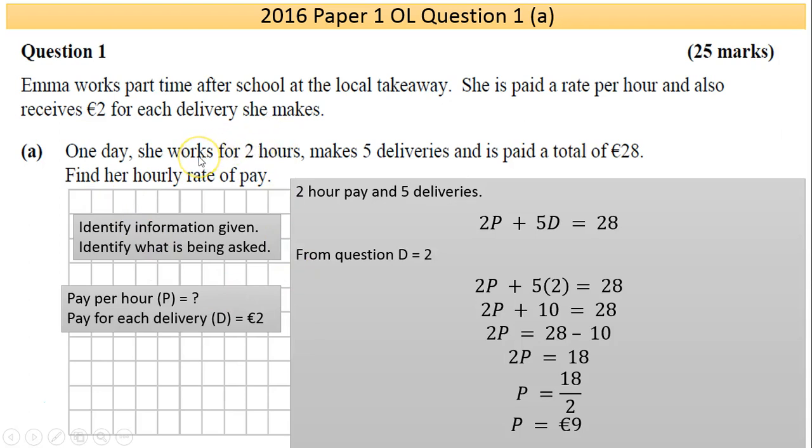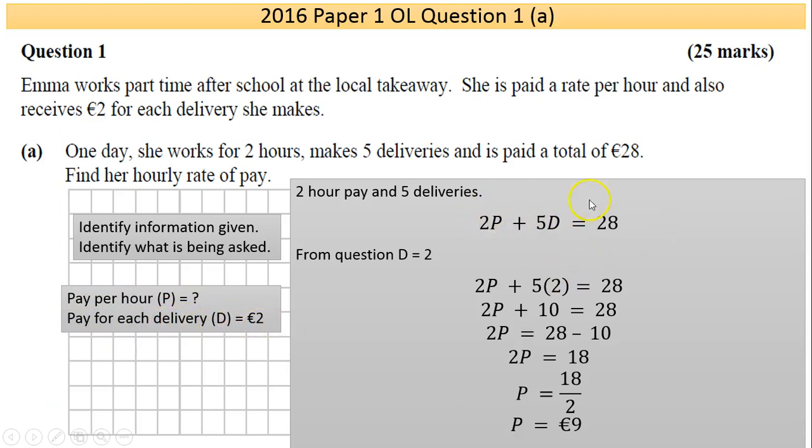The first thing you'd like to do here is underline the bits that are important: the 2 hours, 5 deliveries, total 28. You're basically identifying the information asked and what is being given. Her pay per hour is what you're being asked. You're told that the pay for each delivery is €2.